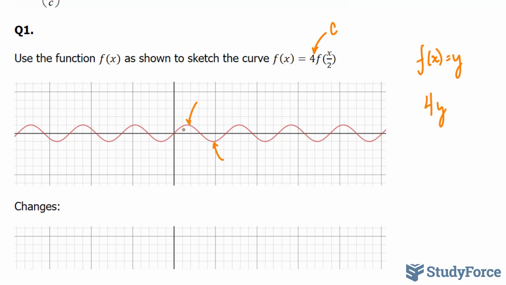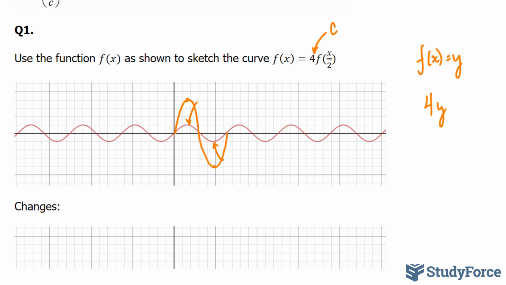In our case, it's 1. 1 times 4 is 4, and -1 times 4 is -4. So this point right here will be 2, 3, 4 up here. And this point right here will be -2, -3, -4 down here. So technically what's happening is the curve starts to look like this.